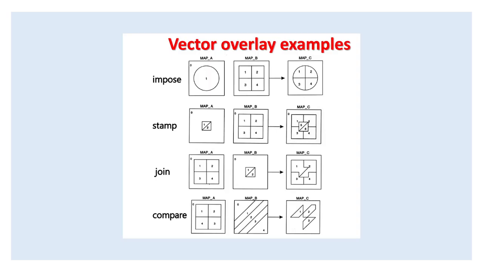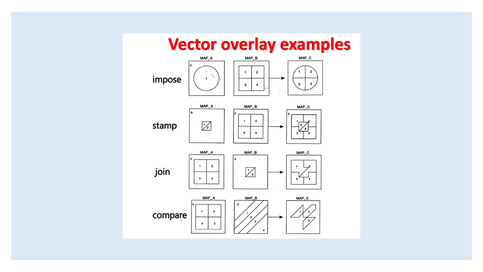Then here you have the vector overlay examples like impose, stamp, join, and compare. So here a lot of possibilities are there. Impose is basically intersecting. Here you can see you have a circle, you have a square. And when you intersected it, those regions which are going to stay out of this circle have been removed.